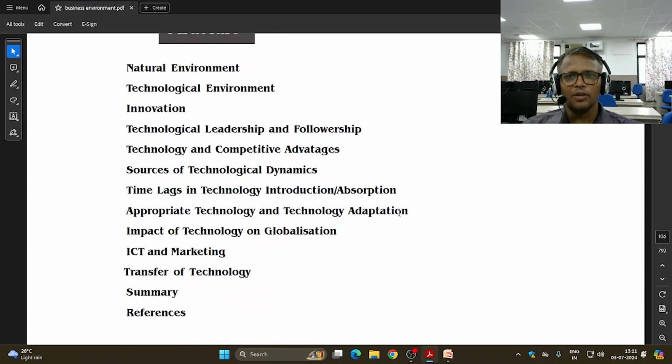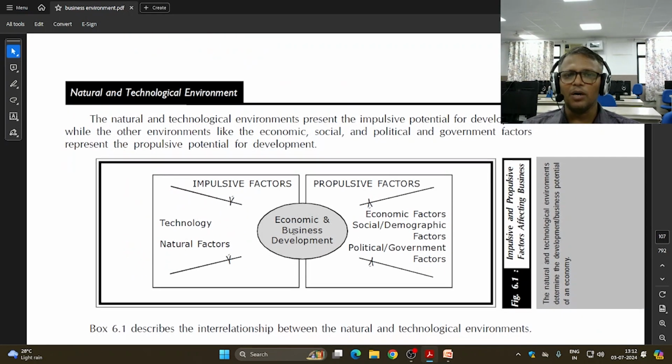We'll be studying the natural environment, technological environment, innovation, the role of innovation, technological innovation and acceleration, and technological competitive advantages. Then we will further study technology and competitive advantages, the sources of technological dynamics, the dynamics of technology, appropriate technology and technology adaptation, then the impact of globalization on technology, ICT and marketing, transfer of technology, and so on. So moving to the first part, first we need to understand the natural and technological environment.